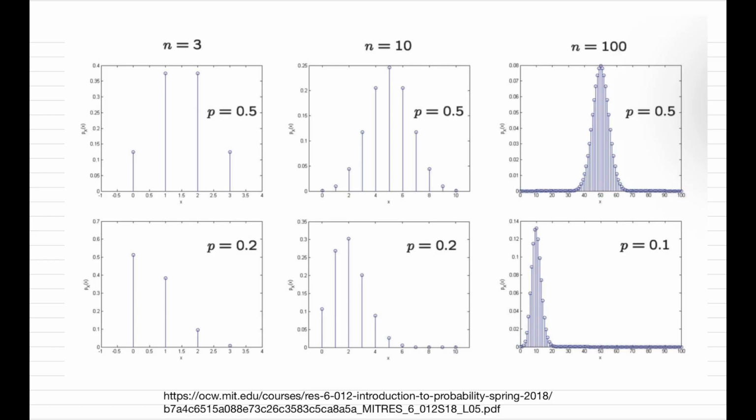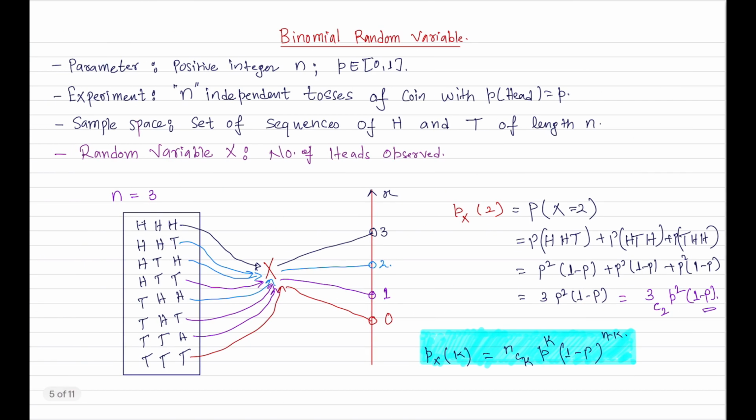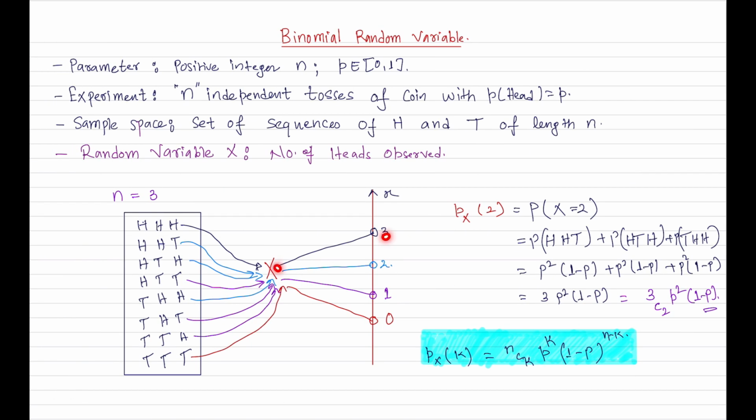which is more likely? So getting 2 heads out of 3 trials is more likely than getting 3 consecutive heads in our 3 trials, right? So if you see the associated event where this random variable is taking the value 2, what are those events? What are those outcomes? These are the favorable outcomes that favor this event, right? So 3 outcomes out of 8 are favoring this event, right?